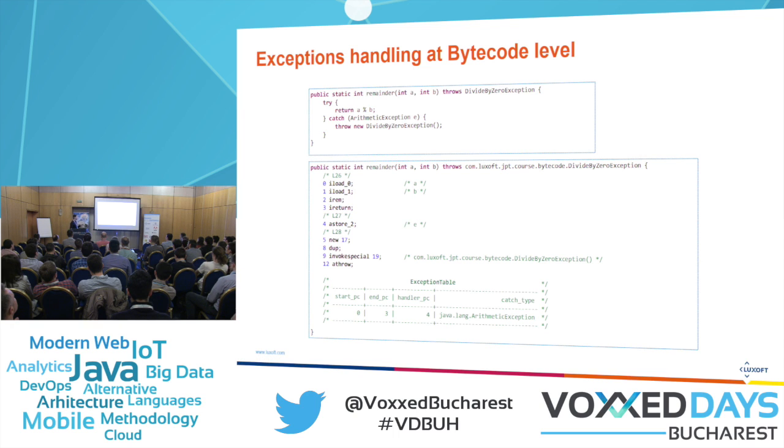What happens if inside the exception table I don't have any match? There is no exception handler defined. What do you think? Yeah, the exception is thrown back to the caller, the stack frame is discarded, and if there is no exception handler in the caller, it is propagated back and back and back until we have an exception handler for it.